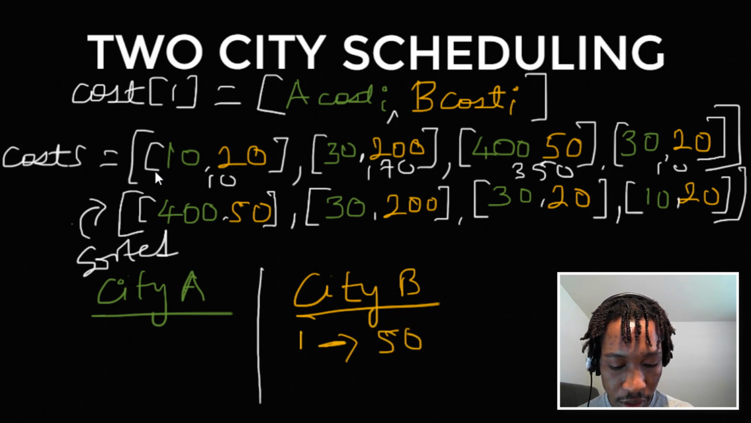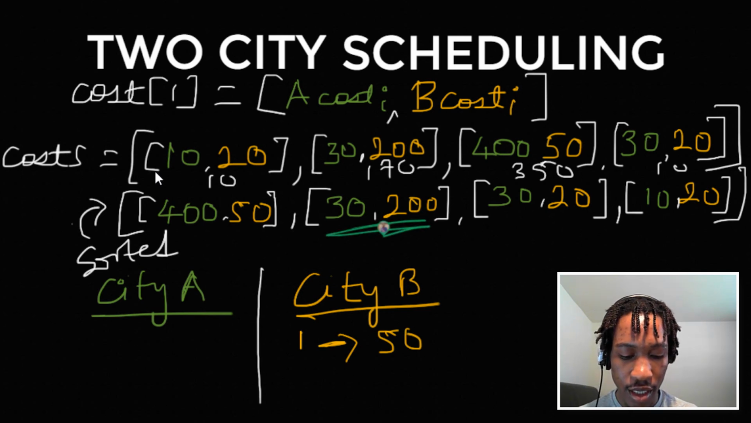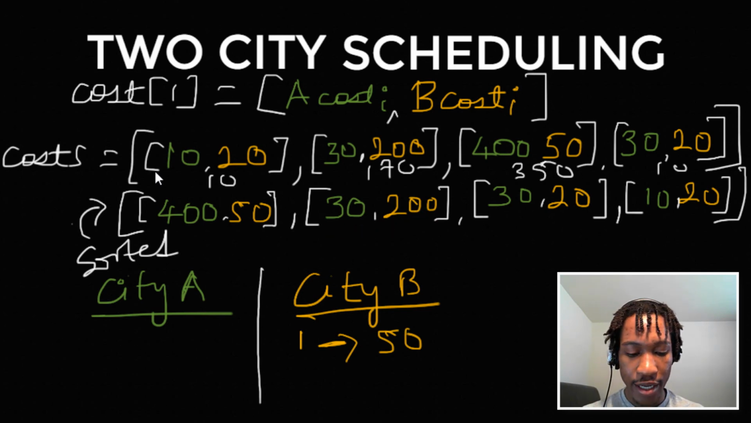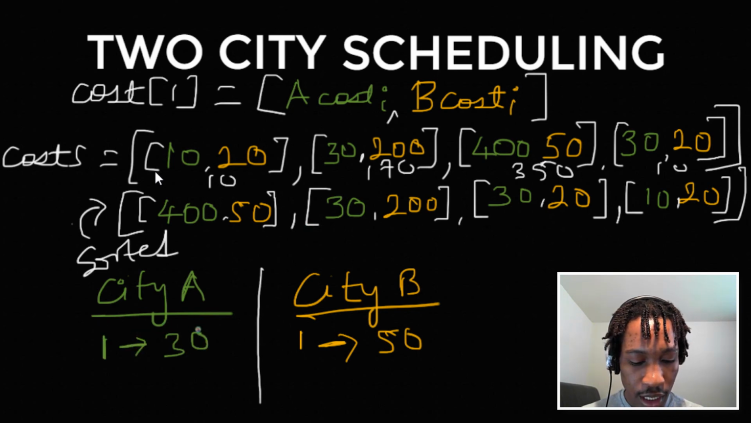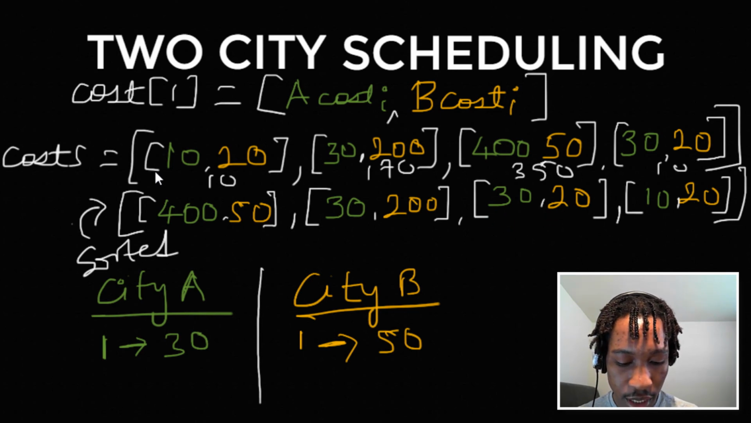And then we move on to the second person at index 1. And then we check, is it cheaper to send this person to city A or city B? For this, it's cheaper to send this person to city A because city A is cheaper. So city A has one person, and that costs $30. And then we get to the third person. Which one's cheaper? City B is cheaper. So city B has another person, and that costs $20.